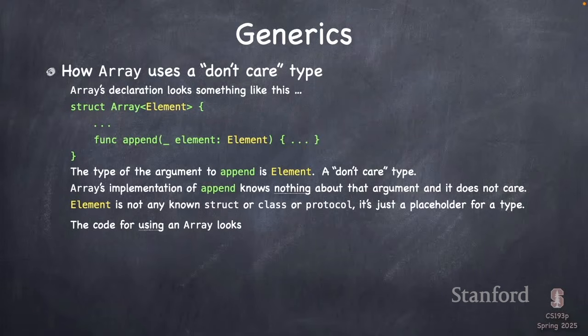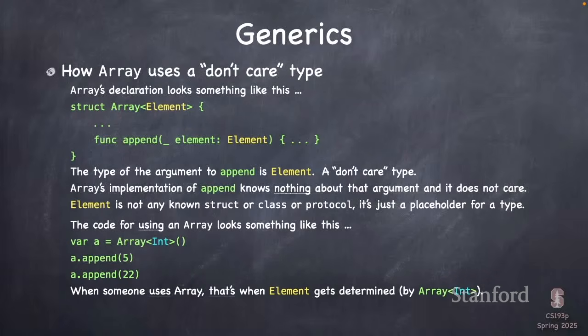Now, when we use an array, we say var a equals array of int. This is why I like to write it as array angle bracket int, because you see the angle brackets kind of match the one up there, and that's when element gets to be a concrete type. Before, element is a placeholder, but as soon as I declare an array, then it gets to be a concrete type. And that's why I can say append 5. Append takes an int, because the append up above there is defined to take something of type element. And as soon as I said var a equals array of int, element became int.